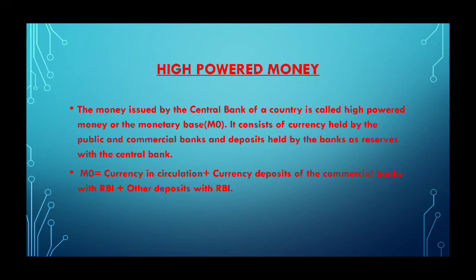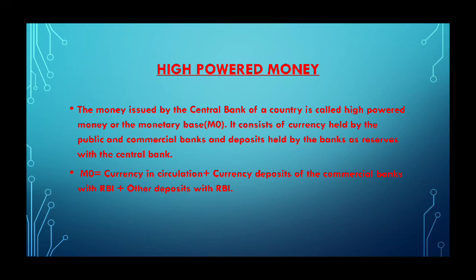High powered money. It's a 3 marks question as well, children. It was there in ISC. What is high powered money? High powered money means the money issued by a central bank of a country is called high powered money. Or it is also called monetary base, which is M0. It includes the currency held by the public and commercial bank and the deposits held by the bank as a reserve with central bank. So M0 includes currency in circulation plus currency deposit of the commercial bank with RBI plus other deposits with RBI. So this is the equation or the measure of M0, which is called high powered money.